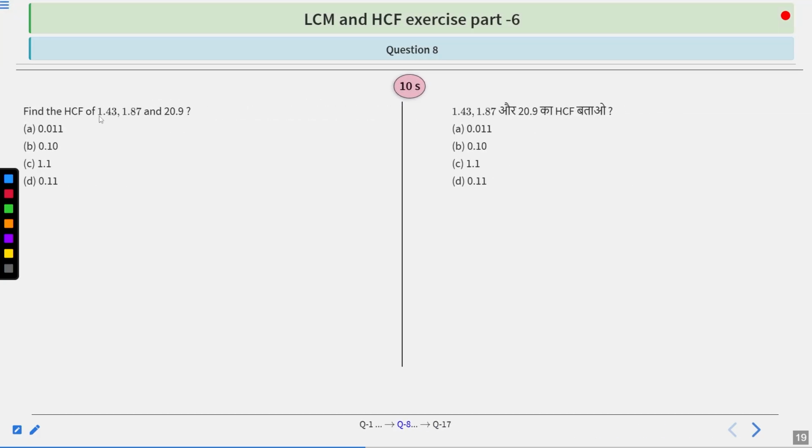Find the HCF of 1.43, 1.87 and 20.9. Options are 0.011, 0.10. Option number C is 1.1 and option number D is 0.11. And I'm giving you 10 seconds to find out the correct answer. After that, I will do the solution.